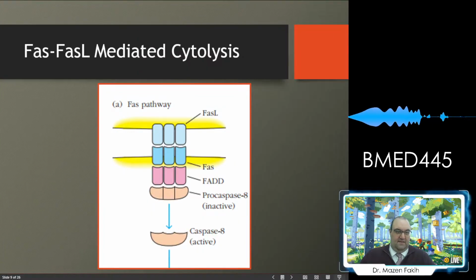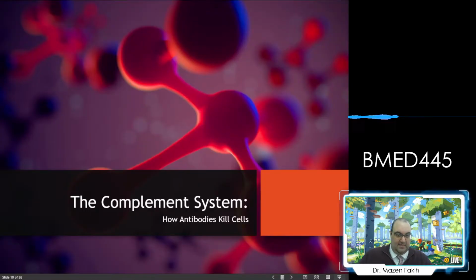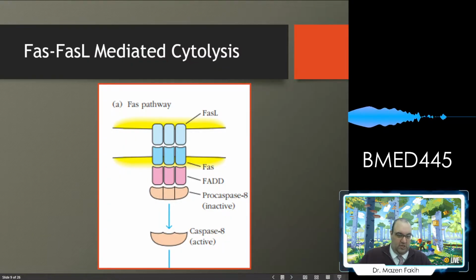This is the FAS ligand mediated cytolysis. So عندنا الفاس ligand وعندنا الفاس receptor يلي موجود على التارجت cell. Whenever the FAS ligand is presented, it activates the FAS receptor, which in turn activates caspase 8 وهو اللي بيعمل activation لباقي الapoptotic pathway.